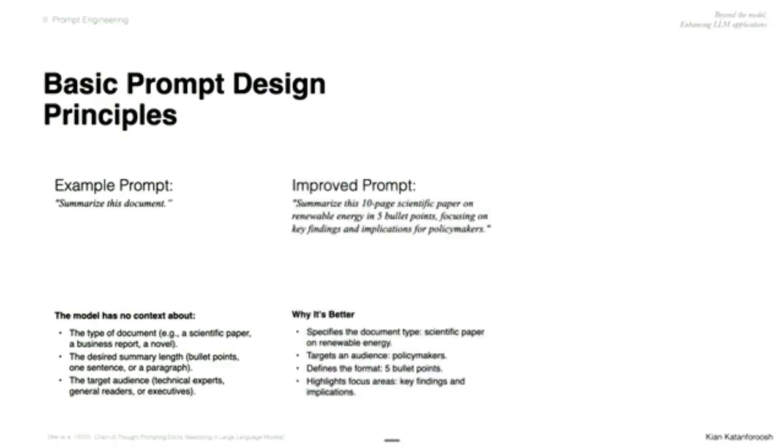You can actually improve these prompts by doing something like: "Summarize this 10-page scientific paper on renewable energy in 5 bullet points, focusing on key findings and implications for policymakers." That's already better, right? You're sharing the audience and it's going to tailor it to the audience. You're saying that you want 5 bullet points and you want to focus only on key findings. That's a better prompt, you would argue.